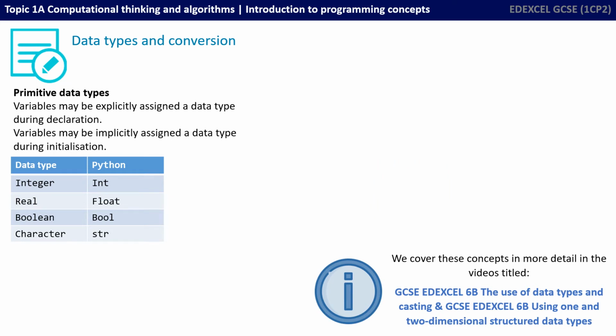Next we have what are called primitive data types, and these are the most common data types that you'll be using, especially in early programming, and they're the integer, real, boolean and character. Now, variables may be explicitly assigned a data type during declaration, or variables may be implicitly assigned a data type during initialization.